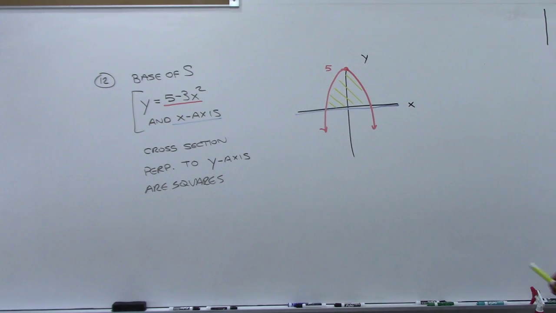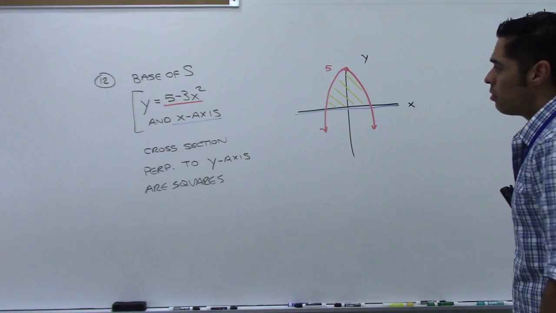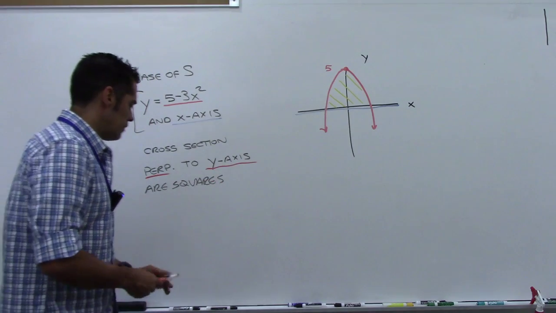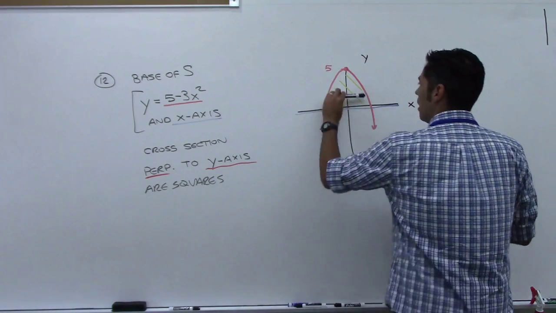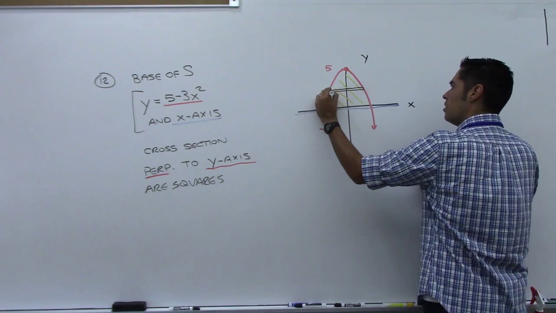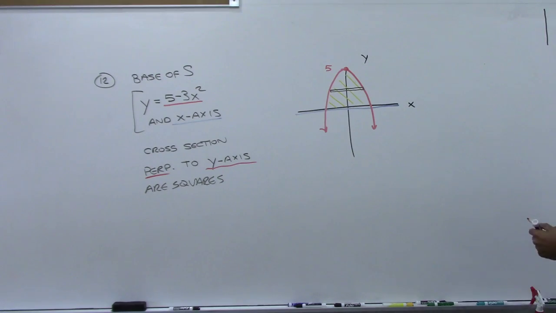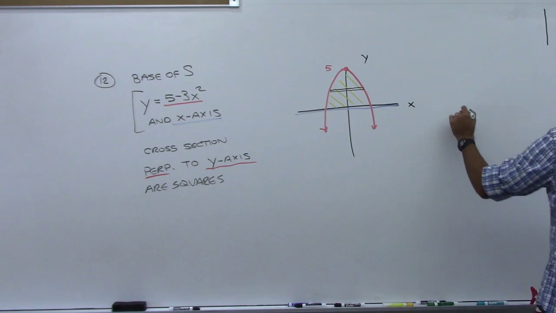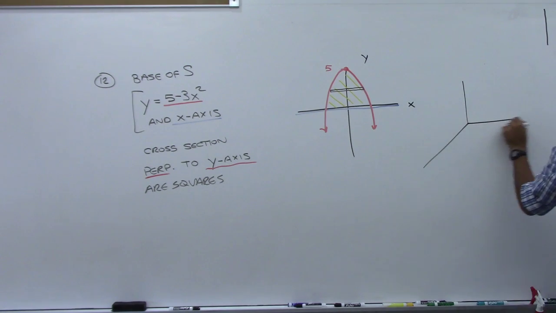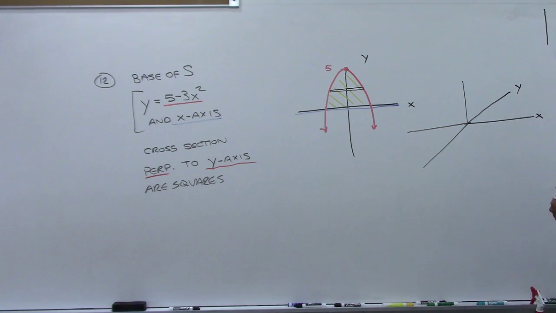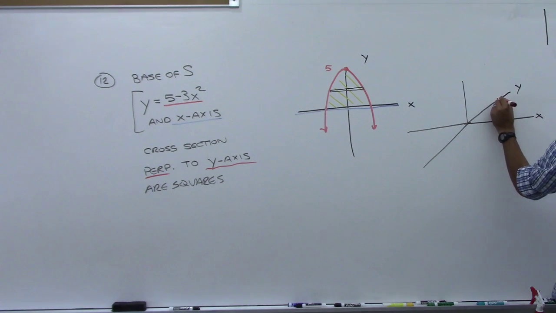And it says the cross sections of this solid are perpendicular to the y-axis. So if I come in here and take a cross section perpendicular to the y-axis, I'm talking about a cross section like this. Imagine a little infinitesimal cross section of that. When I look at that cross section in three-dimensional space, it's a square. So let me try and draw three-dimensionally to help you see this. This is x, this is y. So our parabola is on the ground here. Here's 5 up here, and the parabola comes down like this.